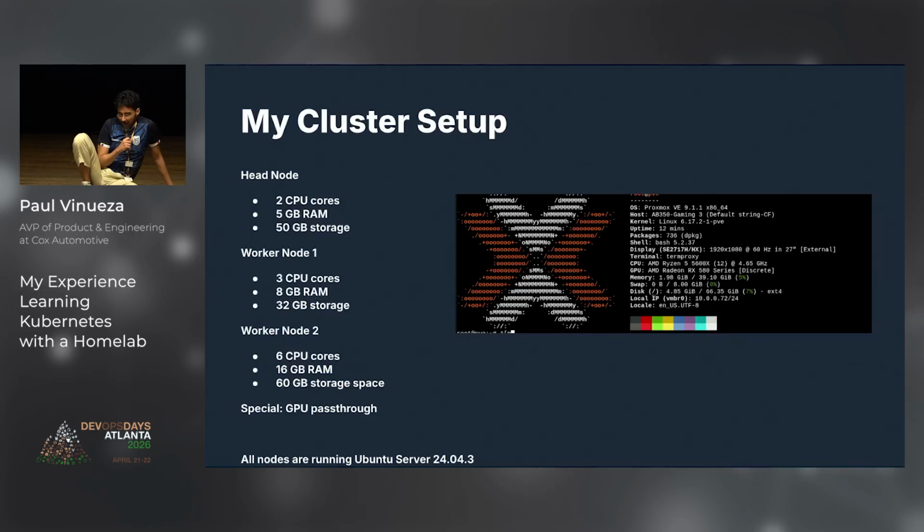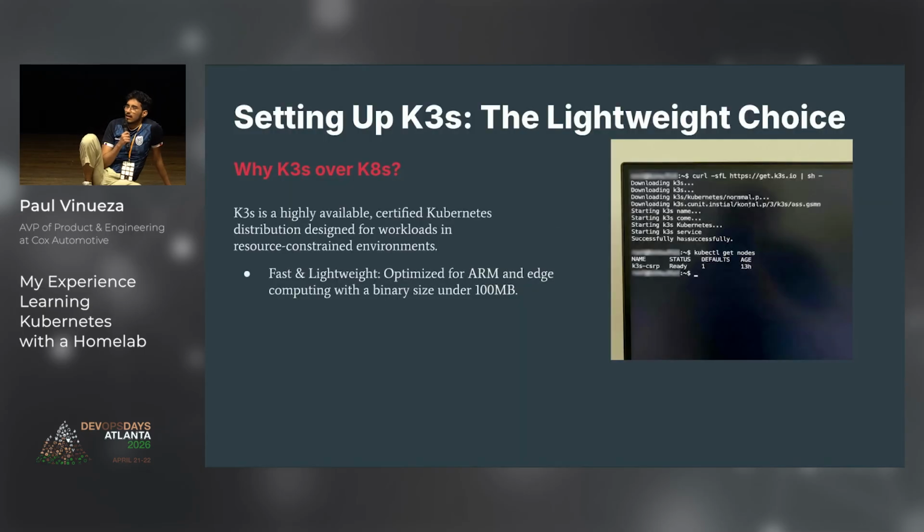This is my setup. I had a head node and then 2 worker nodes. I gave it a bunch of different resources, so any apps that required more resources could go to that specific worker. This is K3S. I use K3S because that's what the YouTube video recommended. I don't actually know the differences, but I know K3S is more lightweight, so simpler the better.